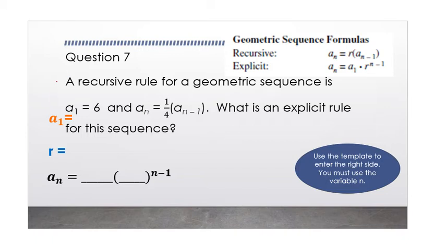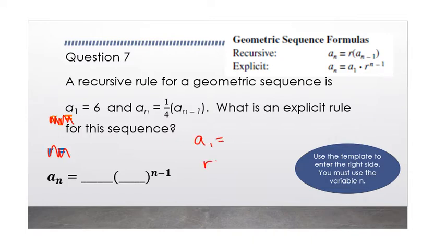Question 7. A recursive rule for a geometric sequence is a sub 1 equals 6 and a sub n equals 1/4 times a sub n minus 1. What is an explicit rule for this sequence? Now my slide here is a little messed up, so I'm going to rewrite these over here.